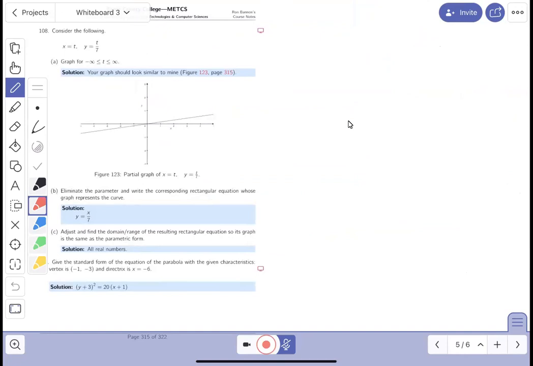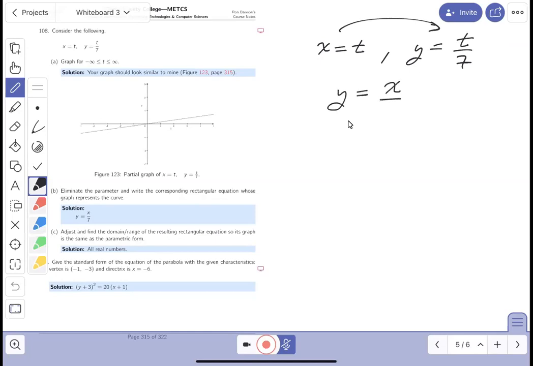Consider, okay, I'm going to consider it. What am I considering? X equals t. This is a parametric. And y equals t over 7. Now, my goal over here is I'm not opposed to you making tables, but I want to eliminate the parameter. And what would I see if I did that? Well, if x is equal to t, I'd pop it in over there. What do you get? Y equals x over 7.